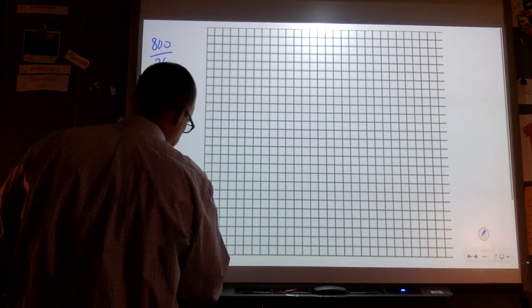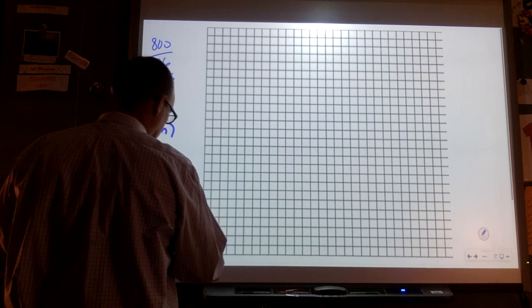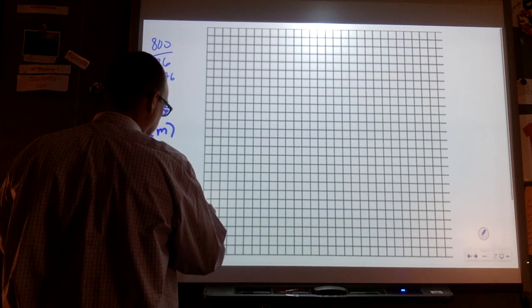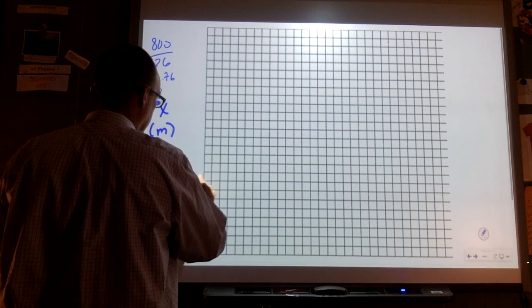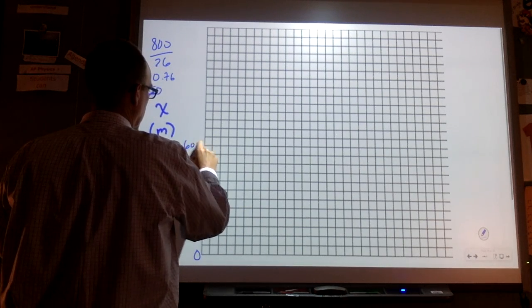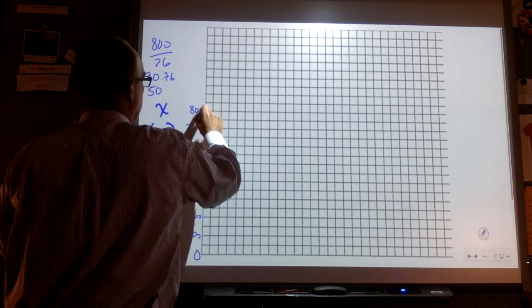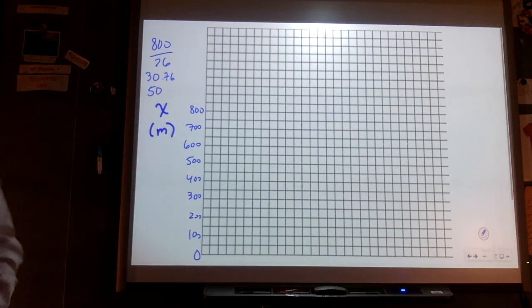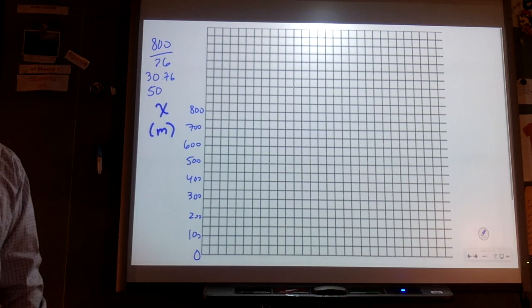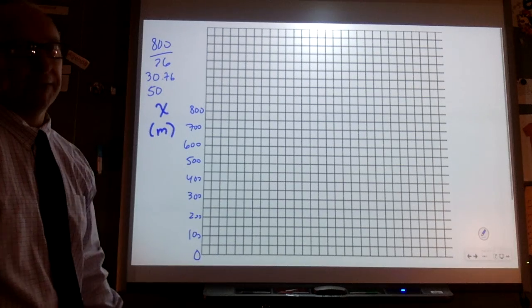So now if this is 0, this would be 100, 200, 300, 400, 500, 600, 700, 800. So I didn't make it all the way to the top, but I'm using that much of the graph. So it's more than half.